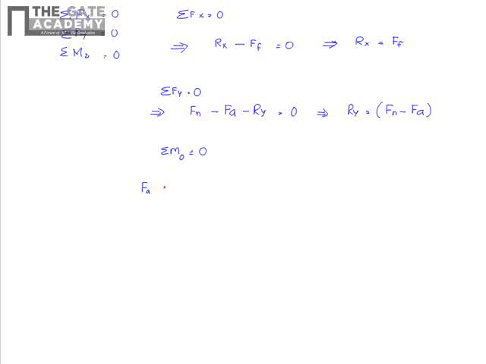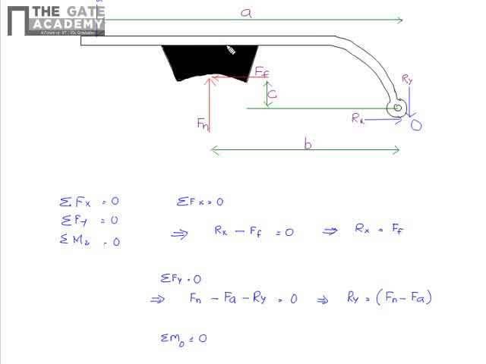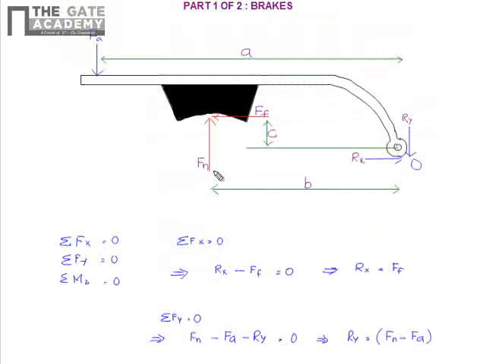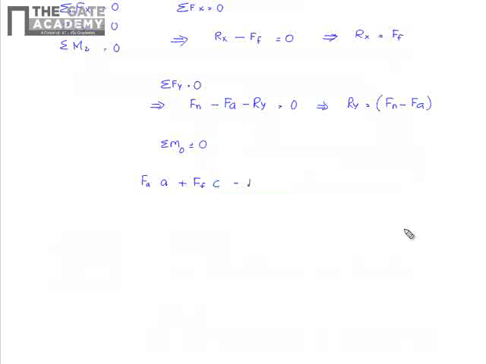Fa into A, that is in the anti-clockwise direction, so it is positive. Then what about Ff? That will be creating a moment of Ff into C, that is also in the anti-clockwise direction, so that is also positive, plus Ff into C. What is the other force acting? Fn. Fn will be creating a moment of Fn into B about the point O, but it is in the clockwise direction, so it will be negative. So it will be minus Fn into B equals 0.